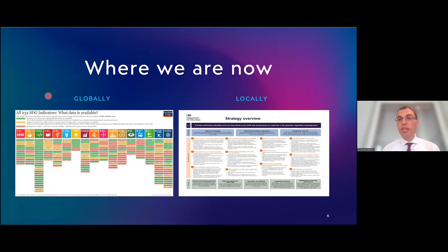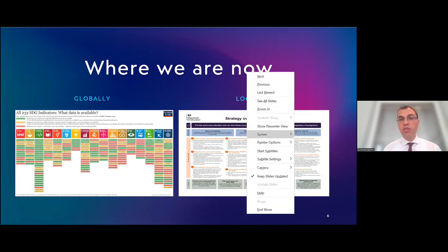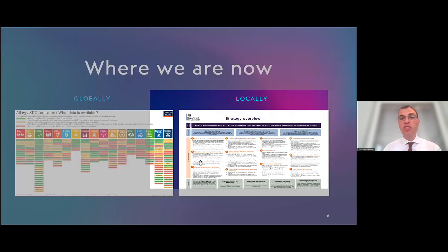We have unaligned data, not very well structured data in many situations, regardless of where we are. In Europe, in the States, in the UK, we have so many differences and disparities between different landscapes. Locally, we're talking about strategies and strategic plans.